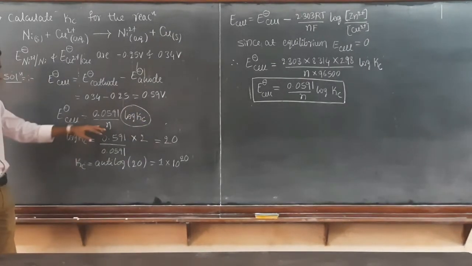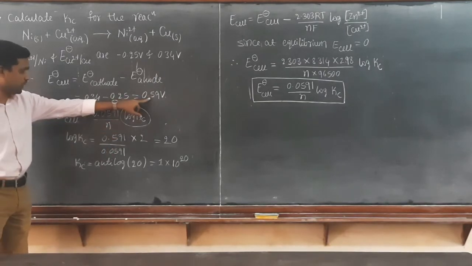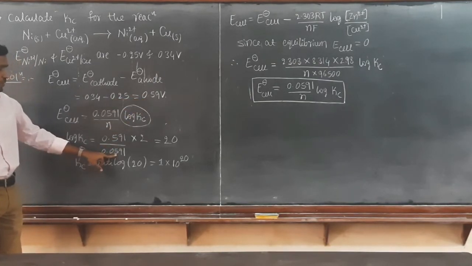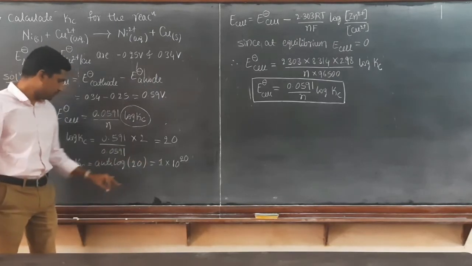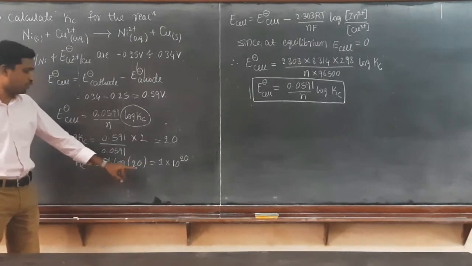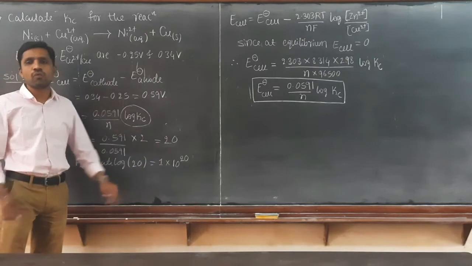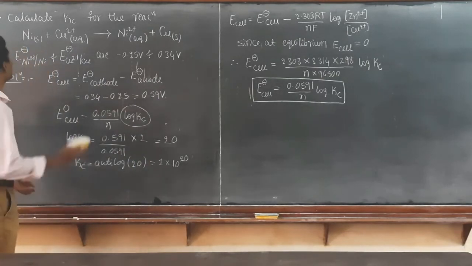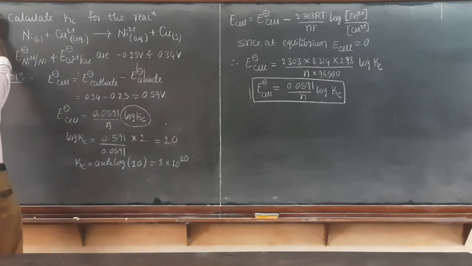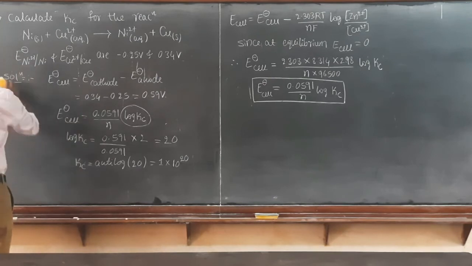So if you should determine the log Kc value, log Kc is equal to, transferring this, E naught of cell into 2. E naught of cell is 0.59, so it becomes 20. So Kc is equal to antilog of 20. Antilog of 20 is nothing but 1 into 10 raised to 20. So this is about your first problem. Now the second one: calculate the Kc for the reaction.